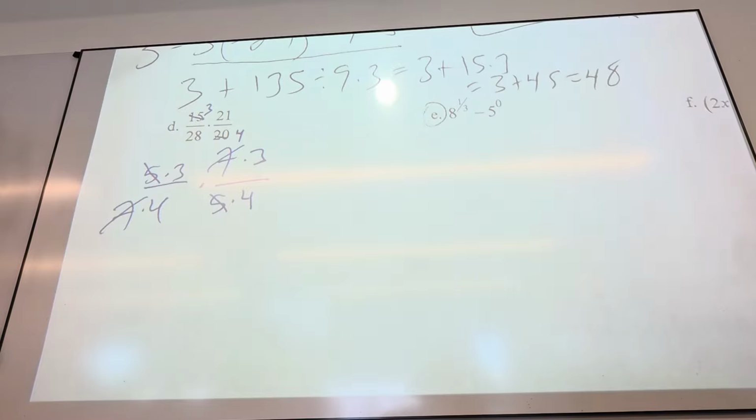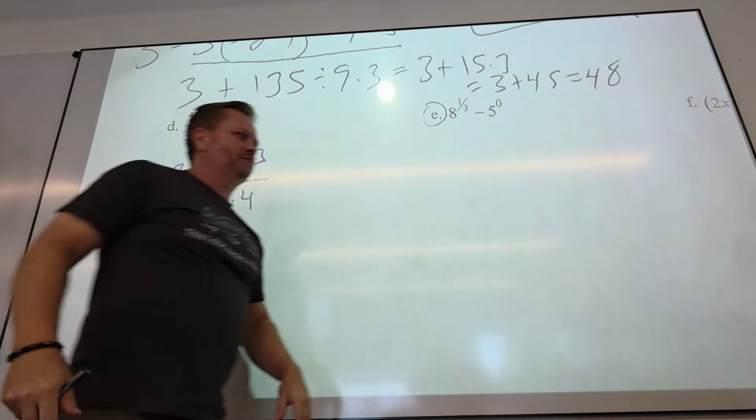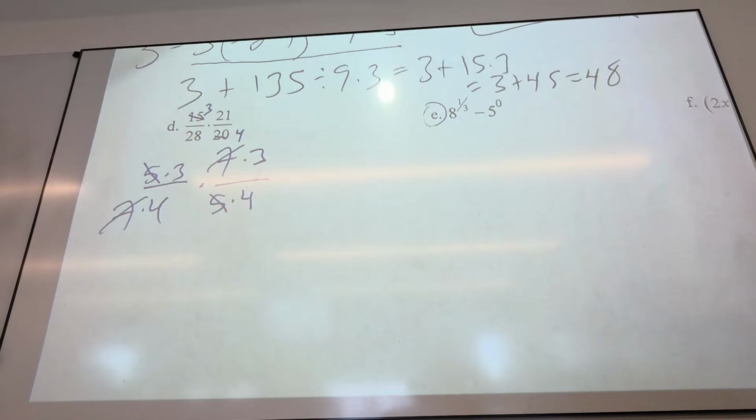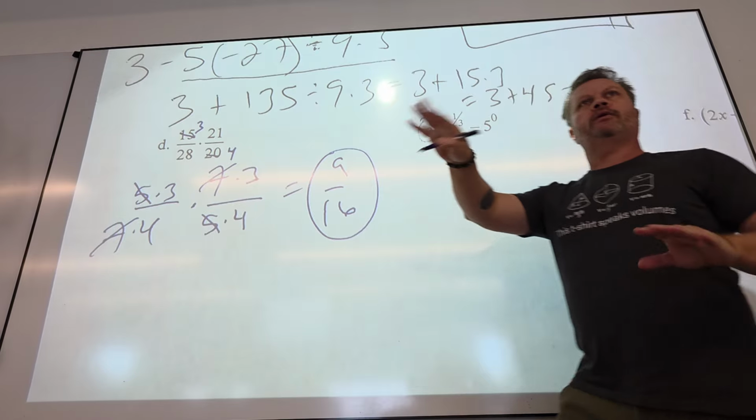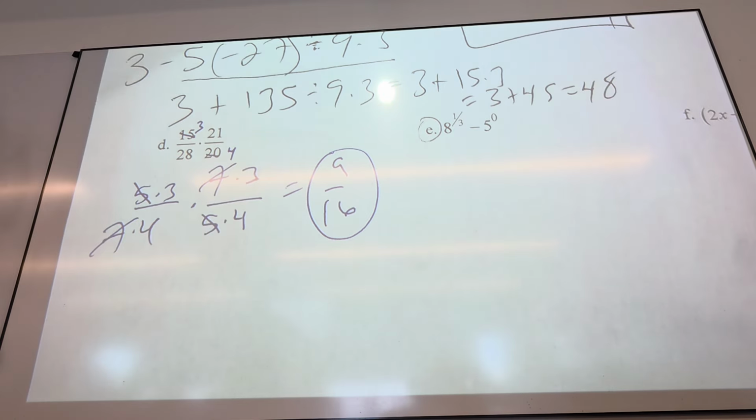So what's the answer gonna be? Say again? 9 over 16. Yes, multiply straight across. And now, since I made my numbers small to begin with, that was easier. Plus, I know the answer can't be reduced because I already reduced everything as much as possible.